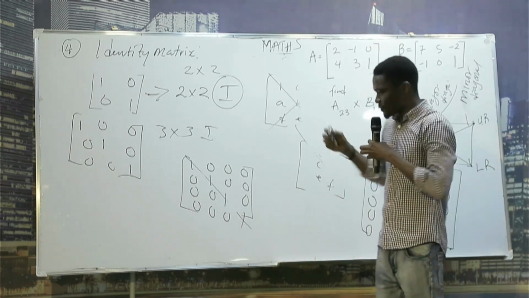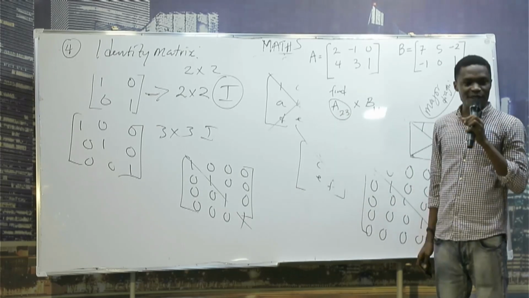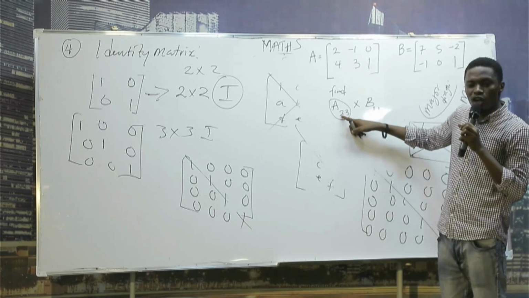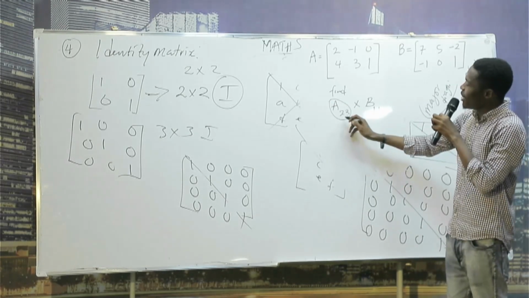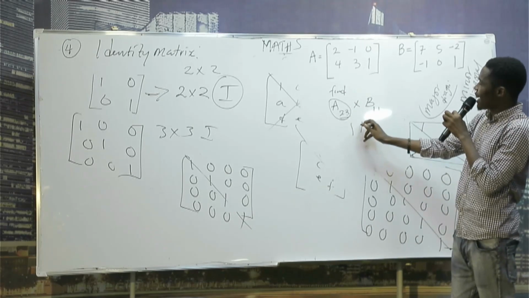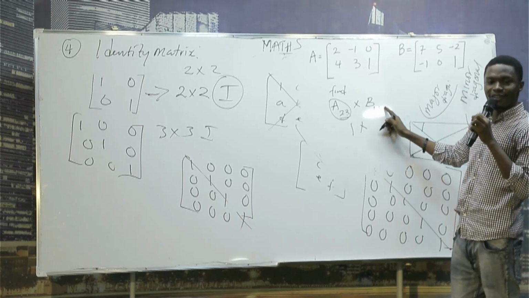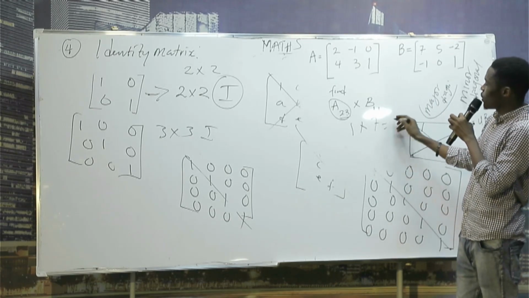Now, pay attention. That means you have forgotten what this means. If I say A23, what does it mean? Element in the second row, third column of A. So which element is in 2, 3 in this matrix? 1. Which element is in B11, first row, first column? 7. So 1 times 7 is 7.